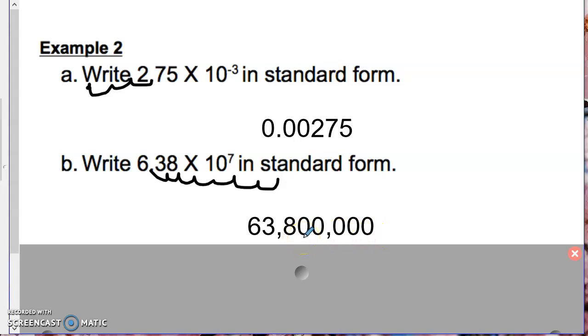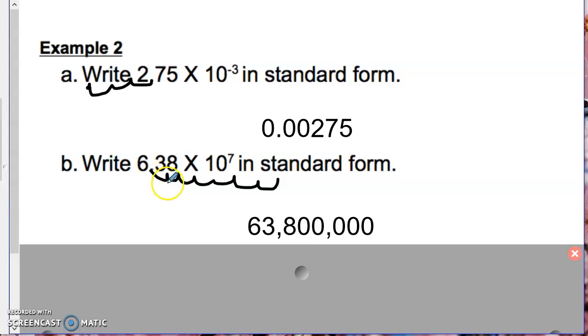The most common mistake that people make on scientific notation is they think this number is how many zeros I need to add. And that is completely wrong and leads to many, many mistakes with scientific notation. This number here tells me how many places to move the decimal point.